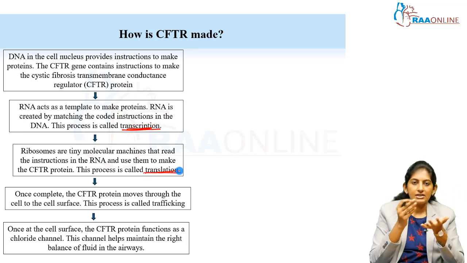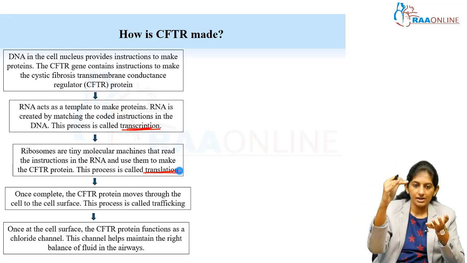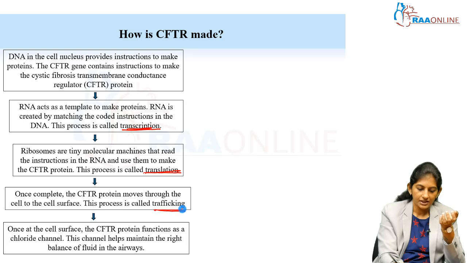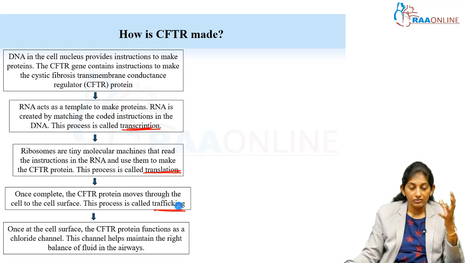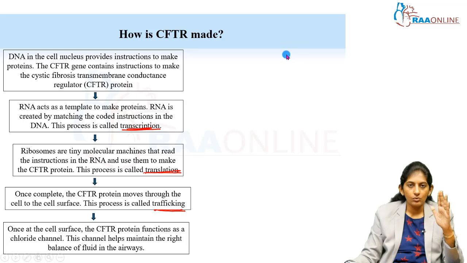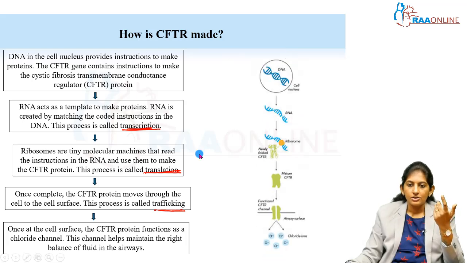Once it is complete, the CFTR is made and it will move to the epithelial surface. That is called trafficking. Once it reaches the cell surface, it will function as a chloride channel and help in chloride transport. So this is nothing but how any protein is made. You know transcription, translation, trafficking, and then finally that protein's function will happen. So nothing new in this. This is just the pictorial representation.